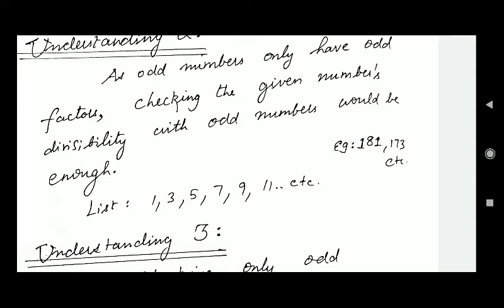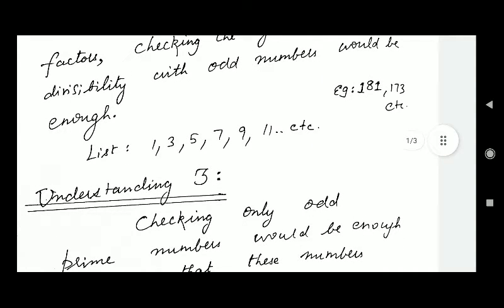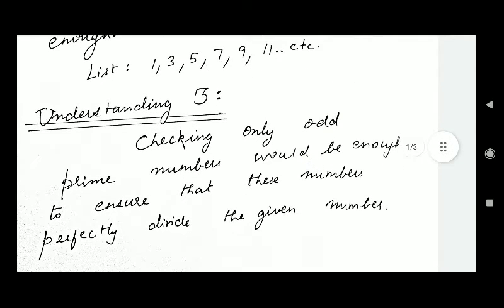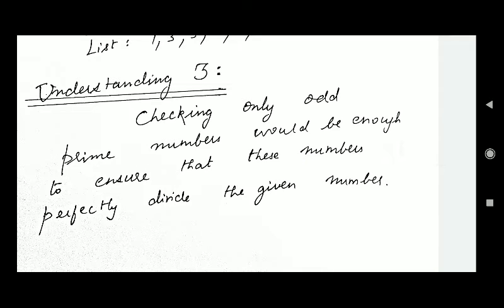In our subsequent understanding, we will narrow down our list of numbers with which we check whether they divide the given number, which needs to be checked for being prime or not. Extending our understanding, among the odd numbers also, it is enough if we check only those odd numbers which are prime. There is no need to check odd numbers which are composite.